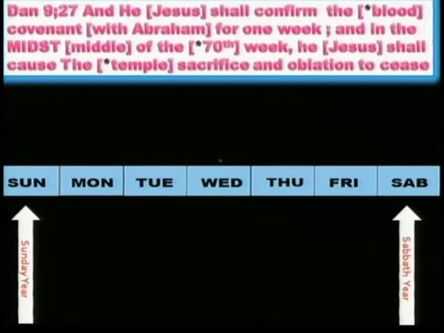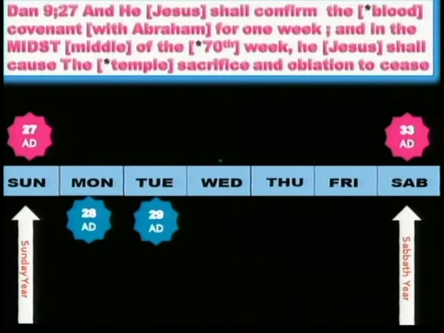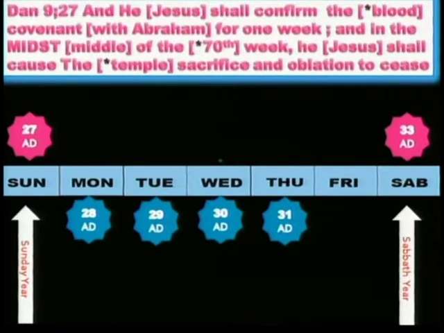So our 70th week begins in a Sunday Jubilee year, which was 27 AD, that Jesus was baptized in the fall in the Jordan River. That 70th week ended in 33 AD, which was a Sabbath year. That means 28 AD was a Monday year, 29 AD was a Tuesday year, 30 AD was a Wednesday year, 31 AD was a Thursday year, and 32 AD was a Friday year.